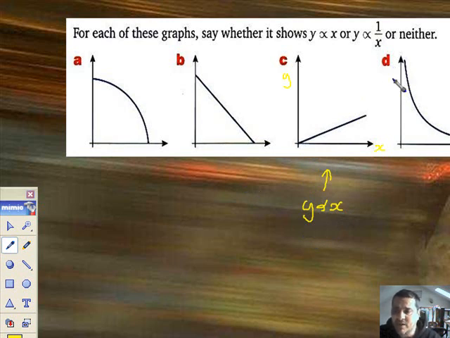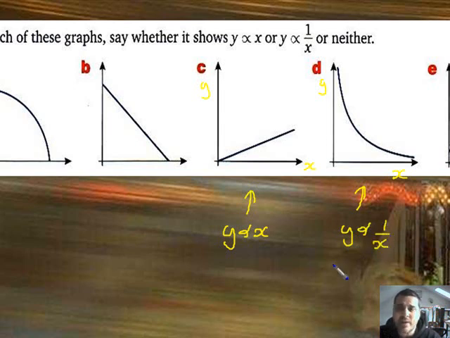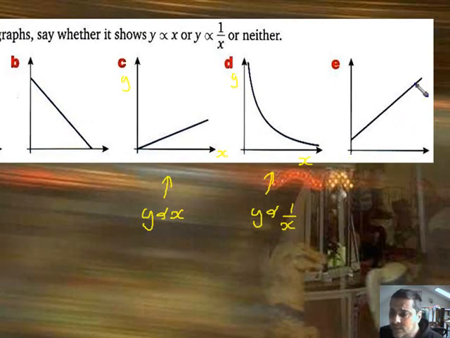Here, very clearly, I have y against x. If it's an inverse proportion, it has that characteristic shape. So that's definitely y proportional to 1 over x, or inversely proportional to x. This looks like a direct proportion, however it does not start through 0, 0.